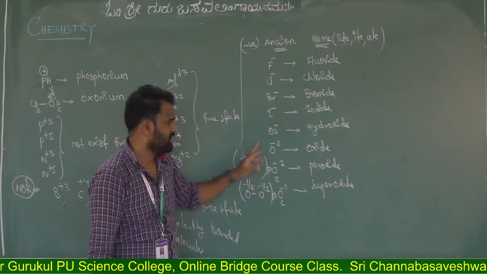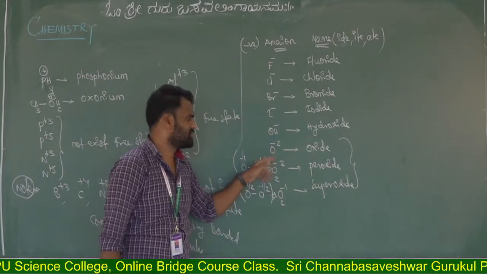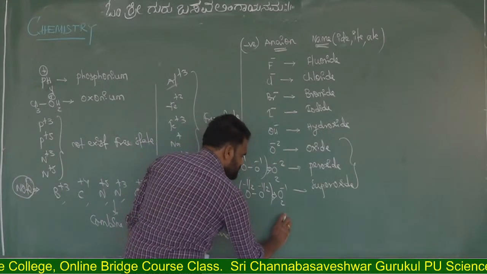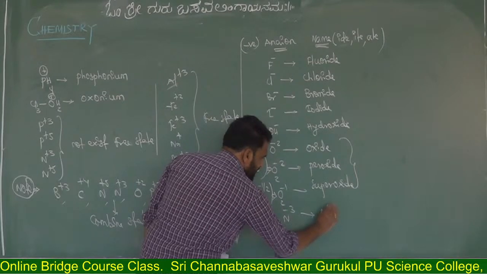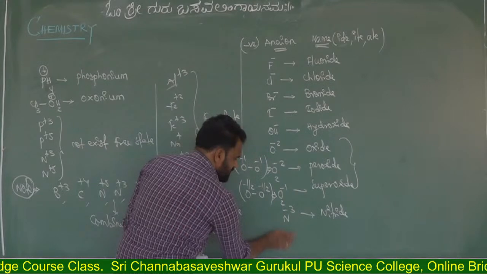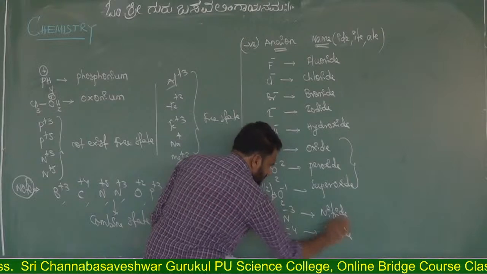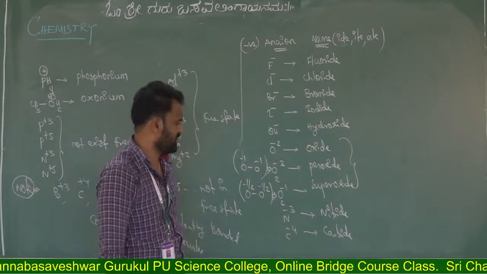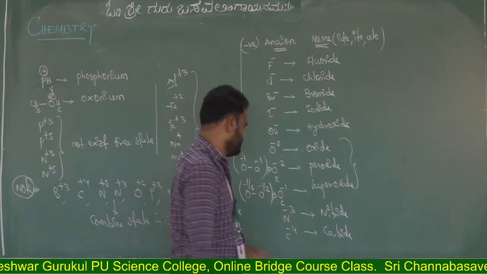Oxygen will have three forms. These three you need to know: oxide, peroxide, superoxide. Next nitrogen. What will we get here? N-3. N-3 name is nitride. Next carbon. Carbon -4 means what? Carbide. So this is carbide, you have to take it. This carbon means negative charge. The negative charge on the carbon is said to be carbide.